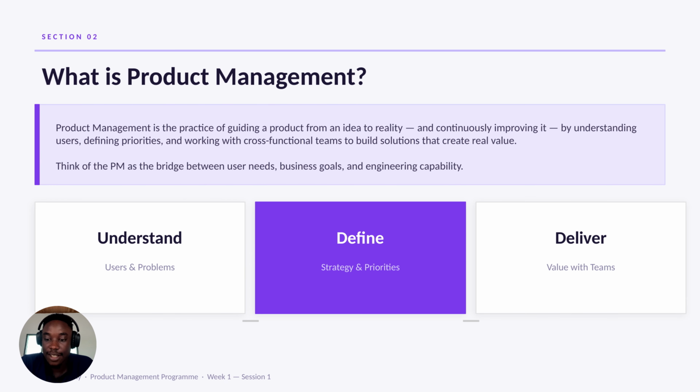What is product management? Here is our working definition, and I want you to be attentive on this one, and I want you to sit with this one. Product management is the practice of guiding a product from an idea to reality, and continuously improving it by understanding users, defining priorities, and working with cross-functional teams to build solutions that create real value. That is what product management is. Quite lengthy, but it sums up what product management altogether is.